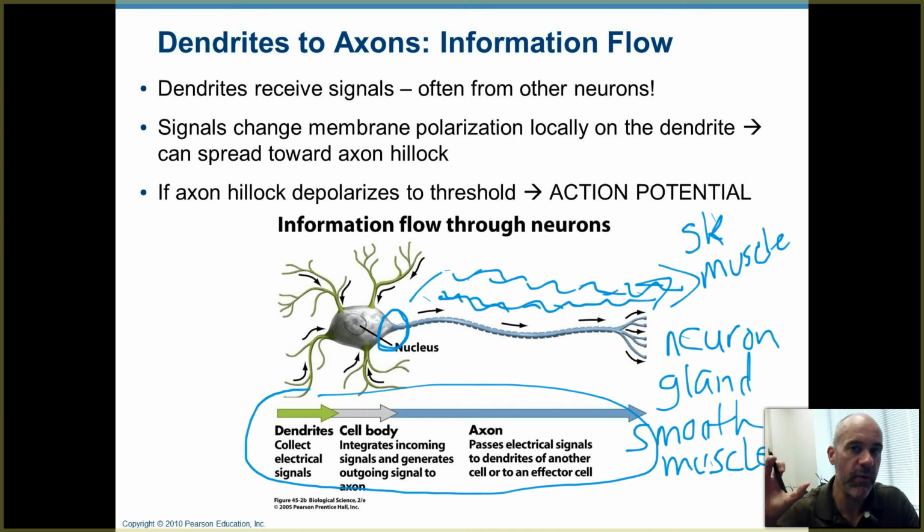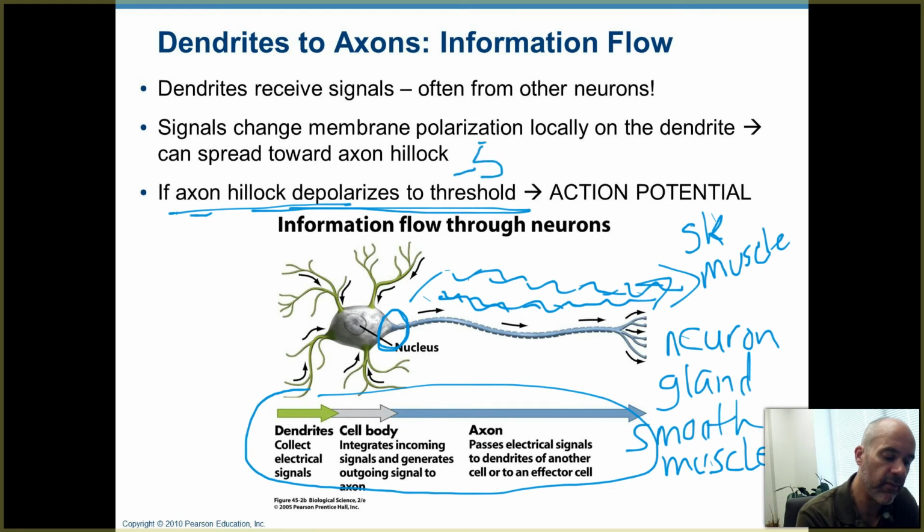So information flow tends to be dendrite to cell body to axon. And again, when we say information, we're thinking about these changes in charge across the membrane. Only if the axon hillock depolarizes enough to threshold, about minus 55 for a motor neuron that controls skeletal muscle cells, will that neuron generate an action potential.